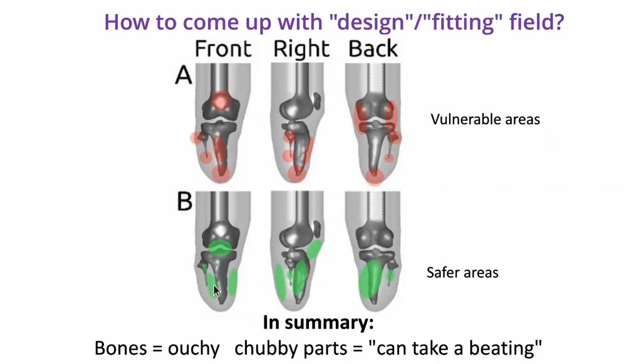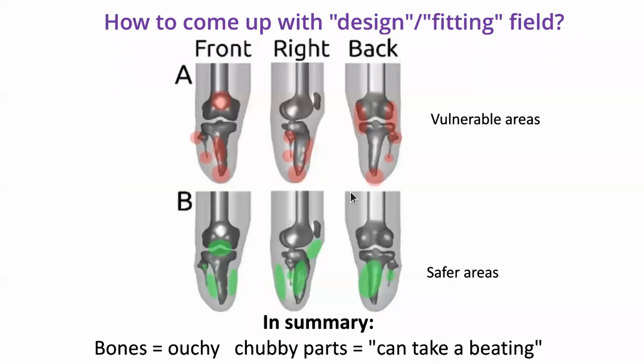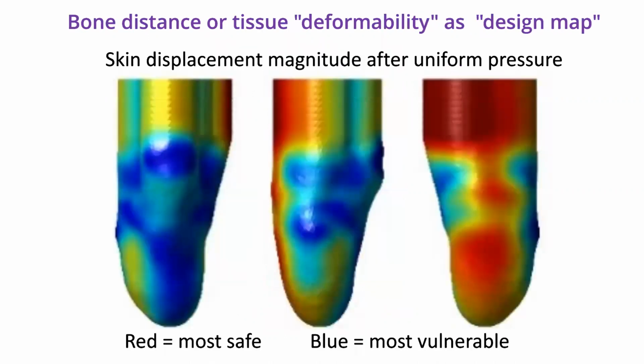The green areas that I've highlighted here are safer. So the calf in the back, quite safe. That can really take a beating, as I say here. So in summary, basically, stay away from bones. When bones are close, you want to stay away. When bones are far, it's safe. So this is actually sort of a bone distance map, or at least it looks like a bone distance map on the skin. Red is far away. Now red is actually safe. I should have flipped this around. And blue is actually vulnerable.